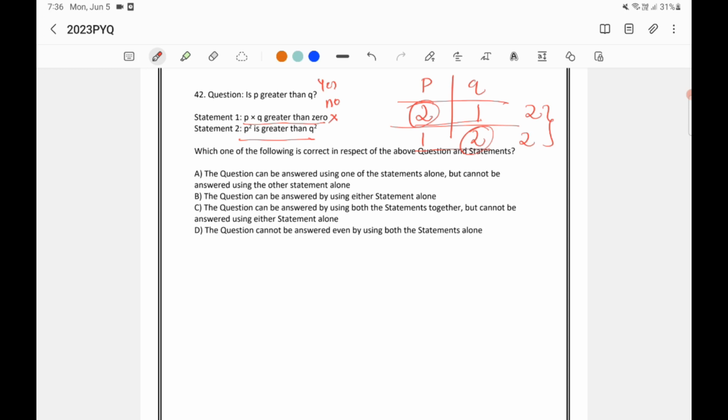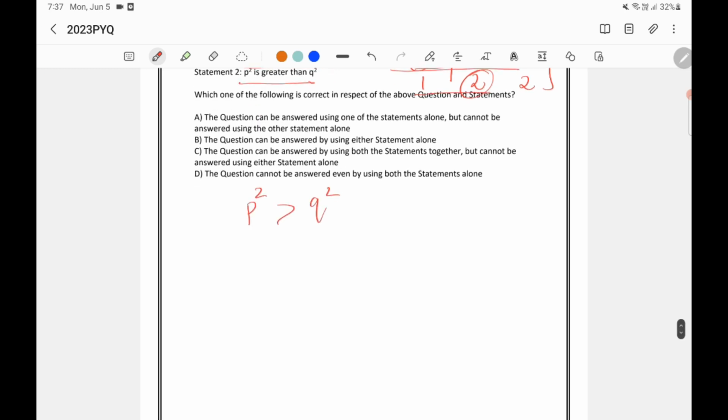So here statement 2 says that P square is greater than Q square. Now let us consider both a negative number and a positive number here. Let's say that P is 2 and Q is 1. Now 2 square is 4 and 1 square is 1. So P square is greater than Q square, and P is greater than Q. Right? Because P is 2 and Q is 1.